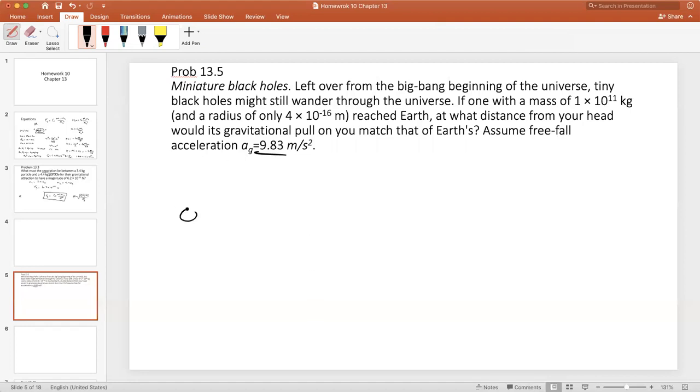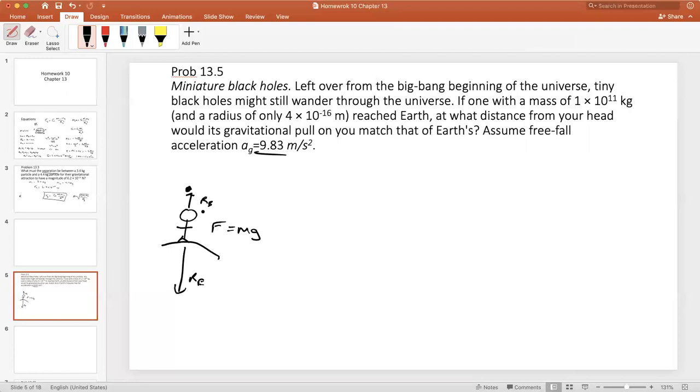If it reached Earth, at what distance from your head would its gravitational pull on you match that of the Earth? And we're going to assume G is 9.83, okay? So let's draw a little picture. We know that if you're standing on the surface of the Earth, at some radius of the Earth, the gravitational force is M times G, where G is 9.83. What we want to know is if we put this black hole somewhere, some RB away, right? I shouldn't draw that way though, because actually it's going to pull you toward it.